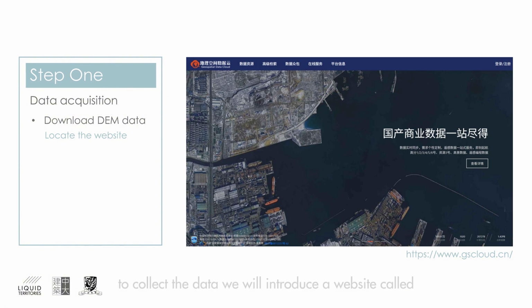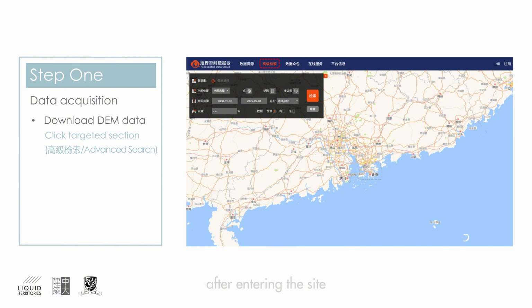To collect the data, we will introduce a website called Geospatial Data Cloud. Of course, there are other websites that can provide the data we need, but this is the free and easily accessible one. The site link has been displayed on the screen. Please be aware that we will need to register the first time we use the site. After entering the site, we'll need to use the advanced search section.